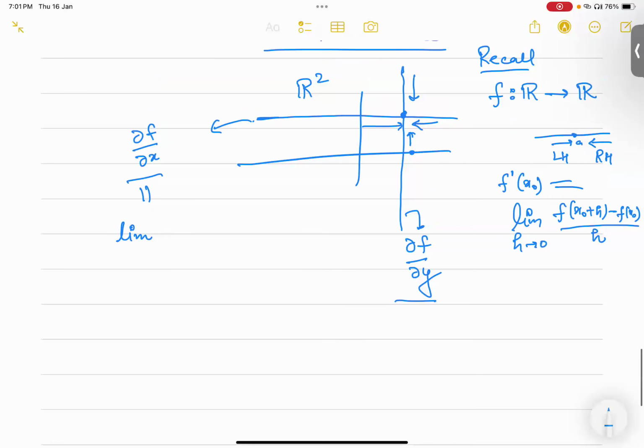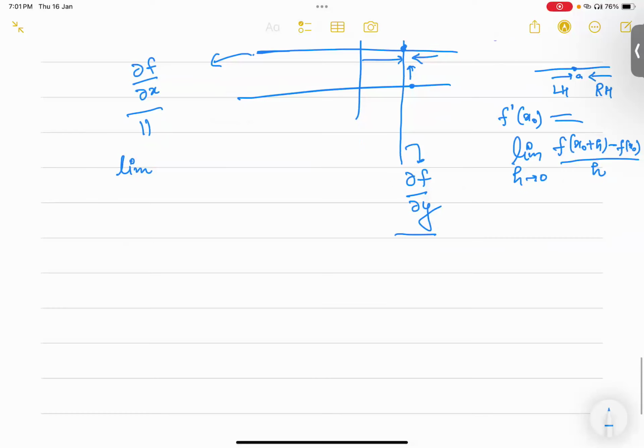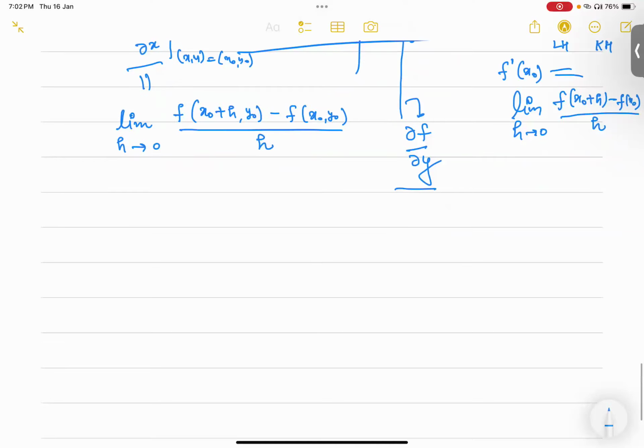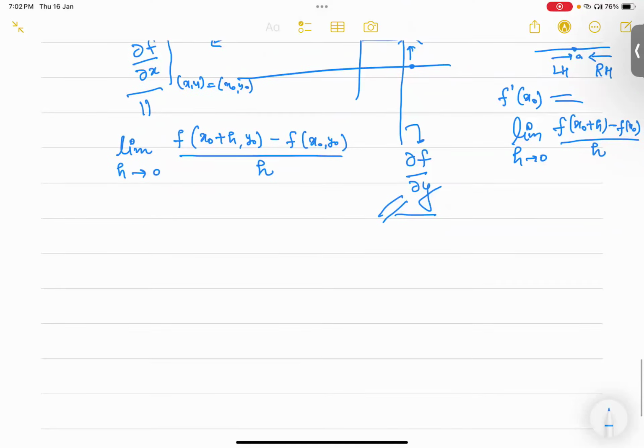See, in this line, the y is fixed, the second variable is fixed. So limit h tends to 0. Suppose I am calculating at (x, y) equals (x naught, y naught). So this will be equal to f of x naught plus h, y naught fixed, minus f of x naught, y naught upon h.